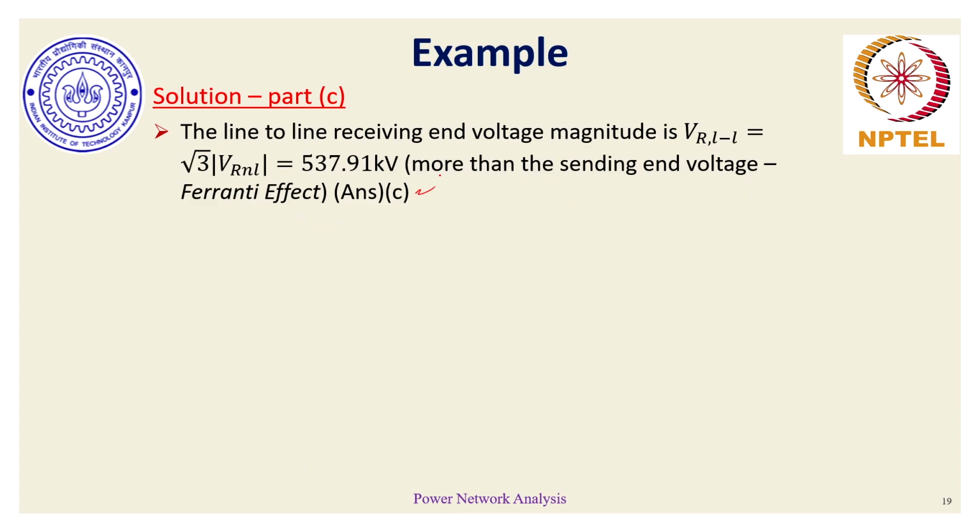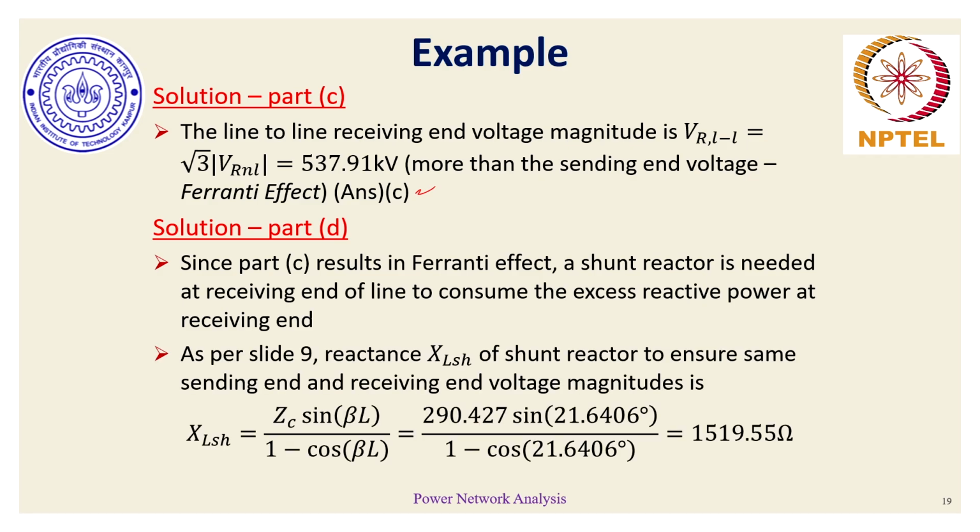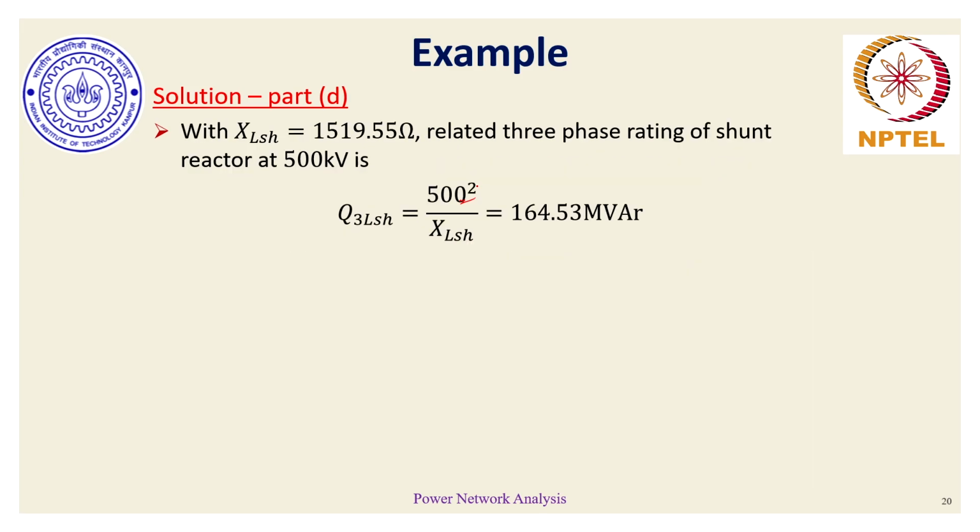This is essentially the Ferranti effect. In order to minimize this Ferranti effect, we now try to find a shunt reactor which needs to be connected, and we have seen in slide 9 that XLS has this formula. If we put Vs by Vr equal to 1, we get this as our number. The rating of this shunt reactor in terms of a reactive power device is proportional to the voltage square. Voltage is at 500 kV, so we correspondingly find the reactive power rating.